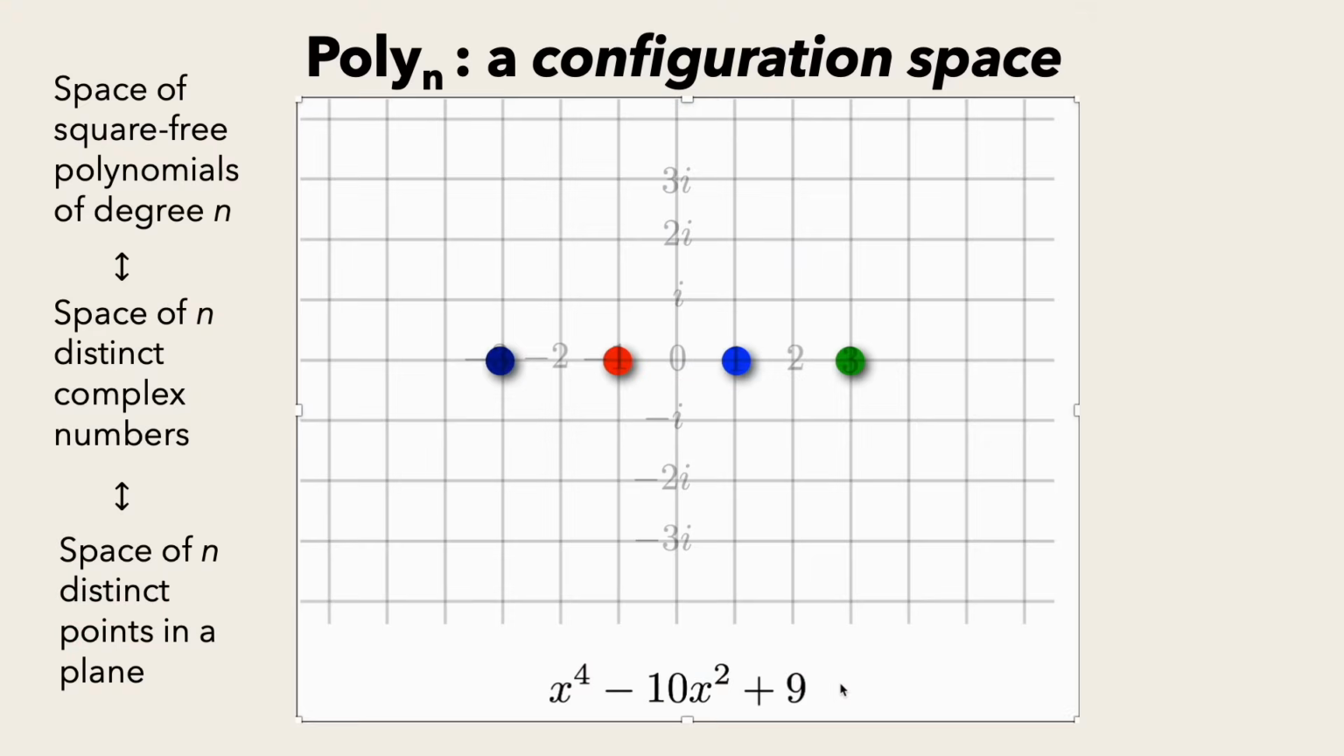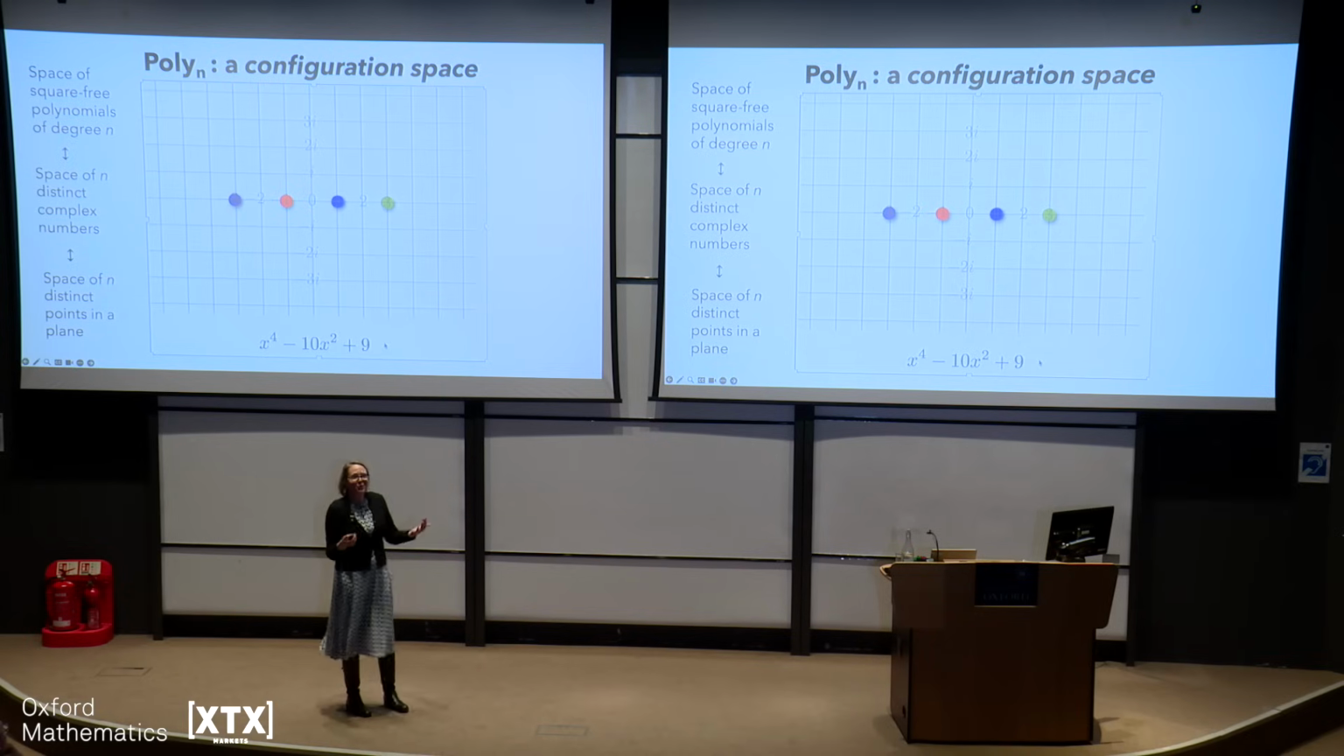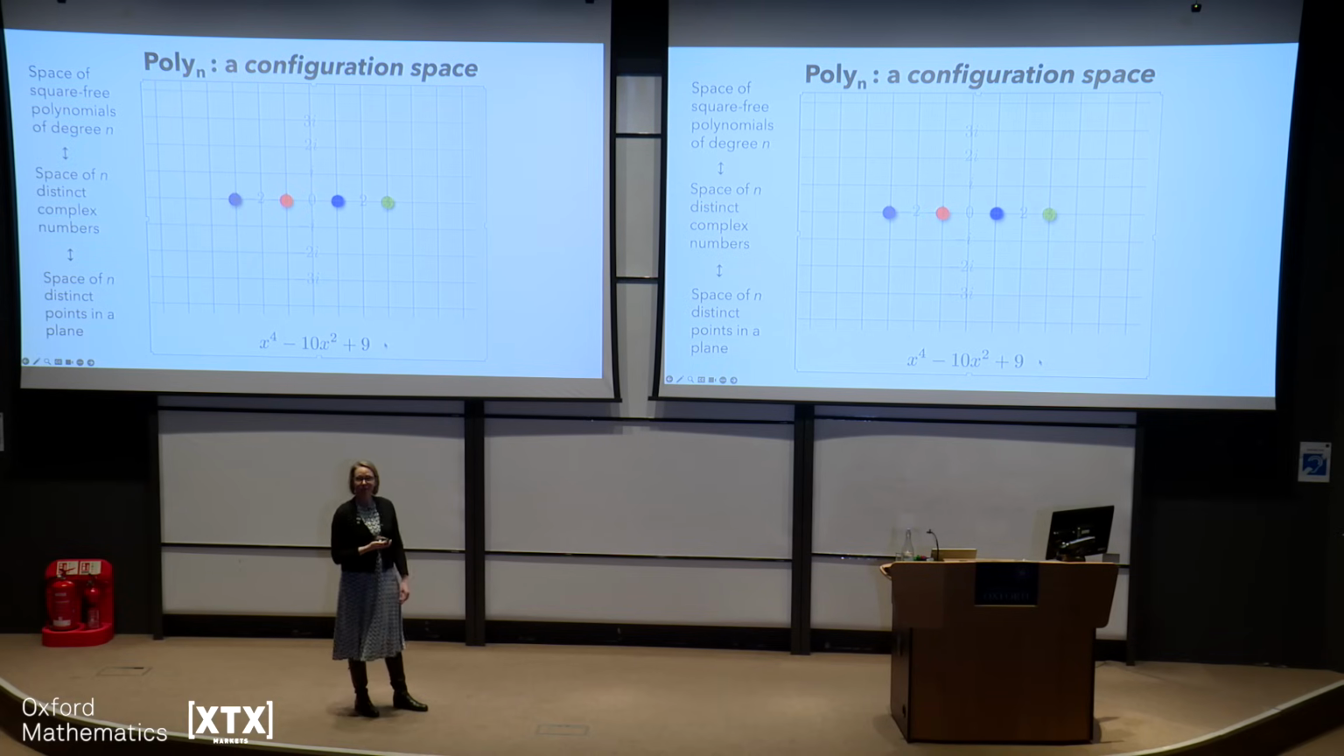So there's 3 different ways we can understand the space of, they're also called square-free polynomials, no repeating roots, none of these singularities. I can think of it as the space of n distinct complex numbers. And in some sense, I can even forget about the complex numbers and just think about these as n distinct points in the plane, right? And just forget about the fact that I've given it this sort of structure. Okay?